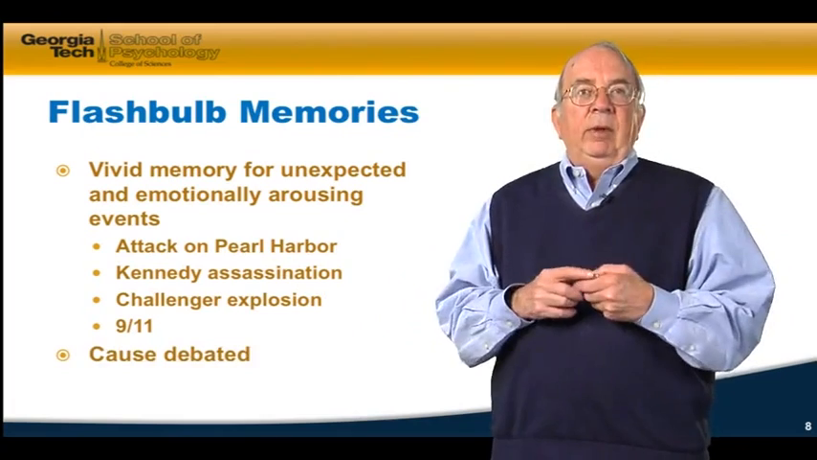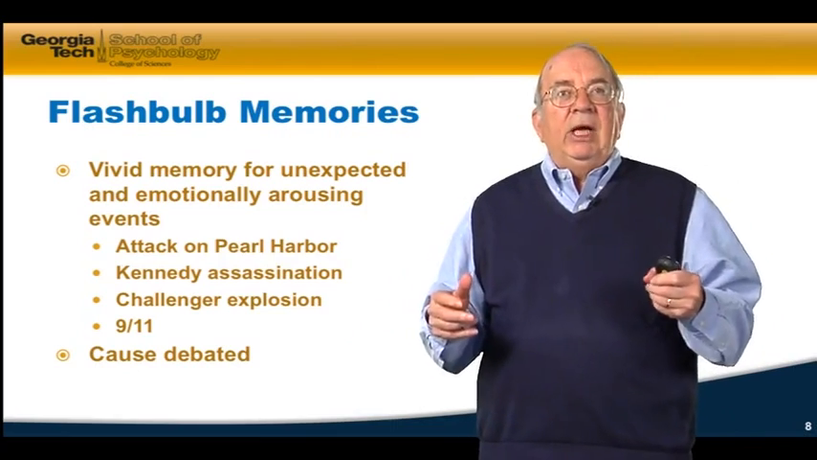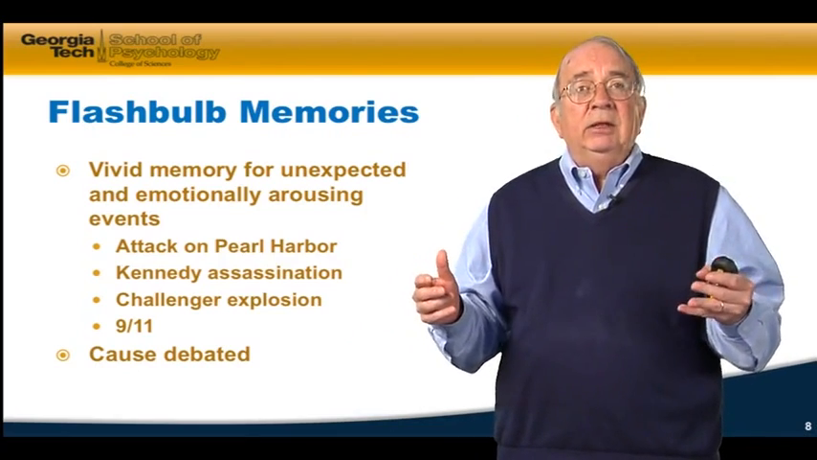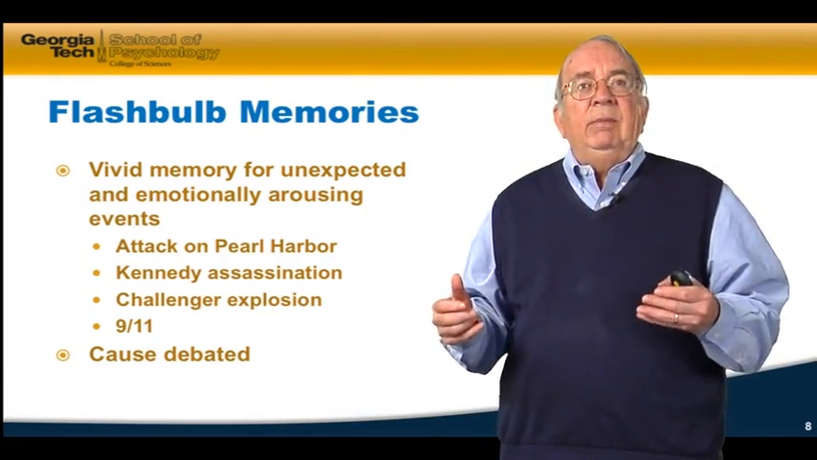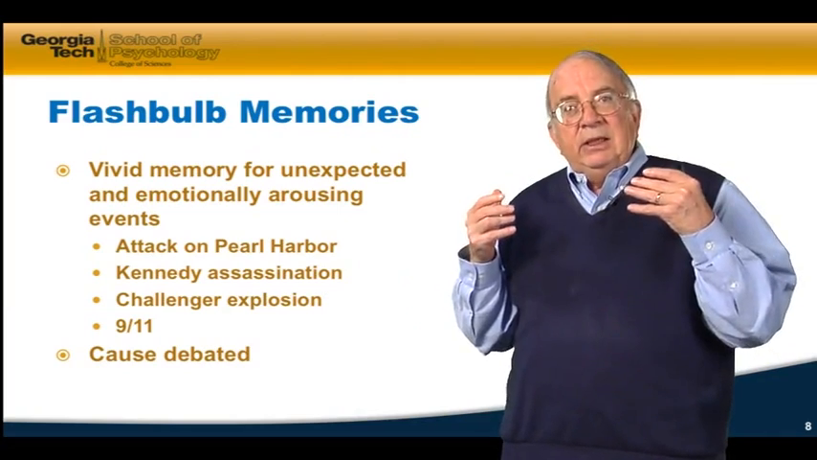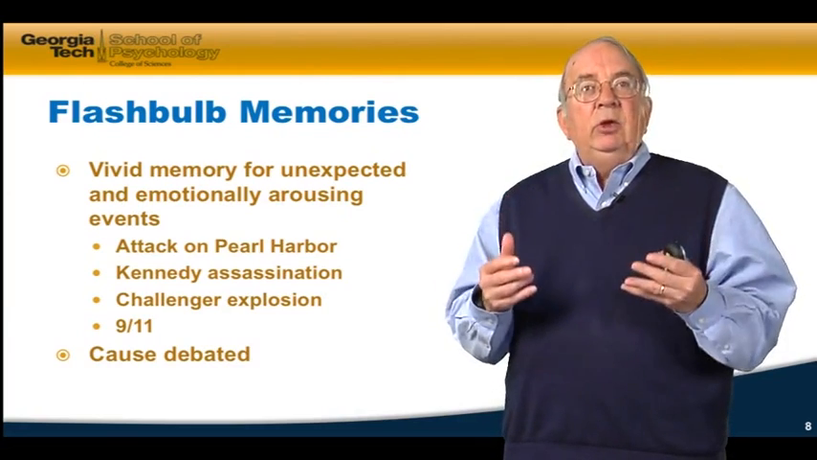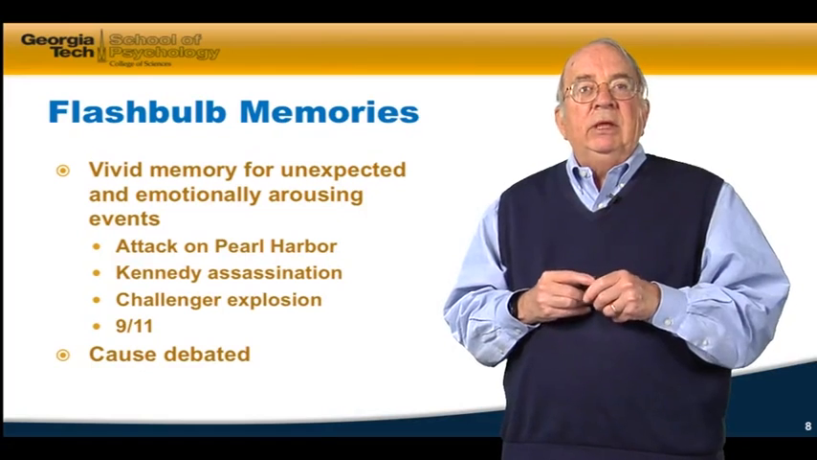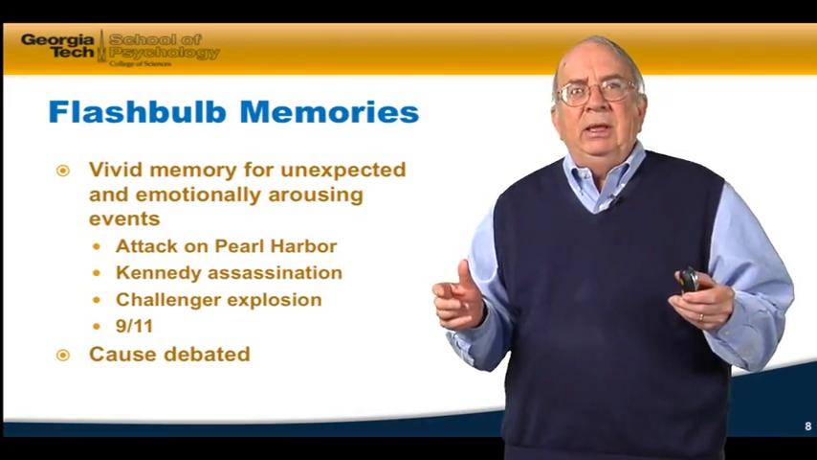The causes of flashbulb memories are debated. Some people believe that flashbulb memories are actually a different kind of memory than other kinds of memory, but I think most memory psychologists believe that it's simply because of its emotional salience, because of its unexpected nature and its salience as an event in our lives, that we do remember information in detail. There's some debate about whether we have absolute accuracy.